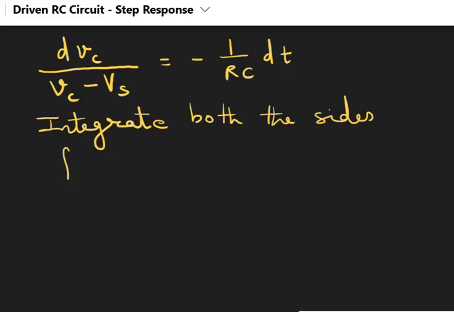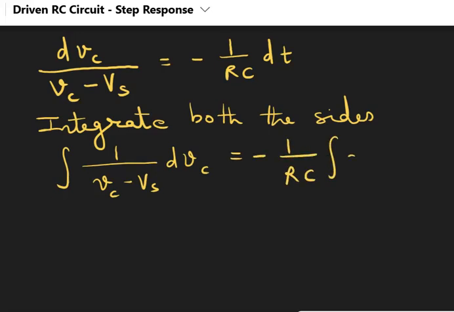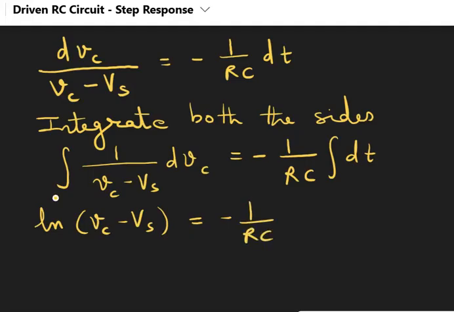Now the left hand side is to be integrated with respect to Vc, and the right hand side will be integrated with respect to t. After integration we will get ln(Vc minus Vs) equals minus 1 by RC t plus k, where k is the constant of integration.